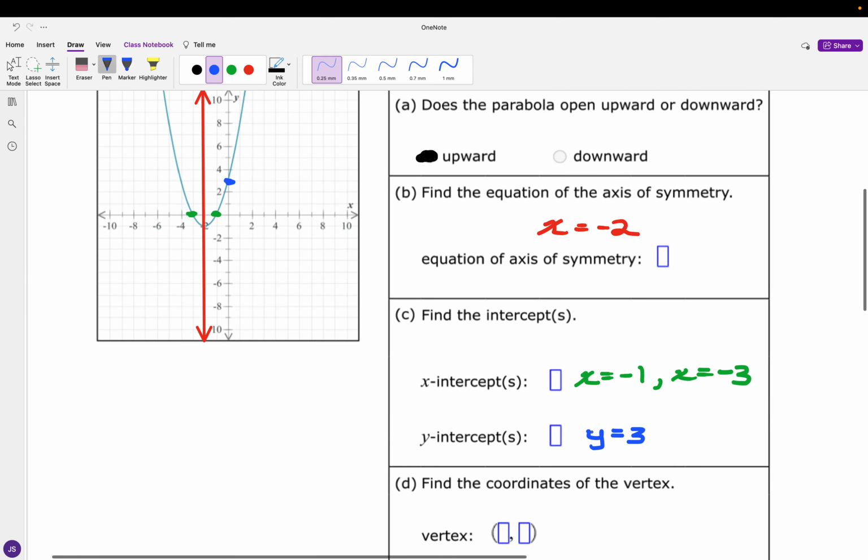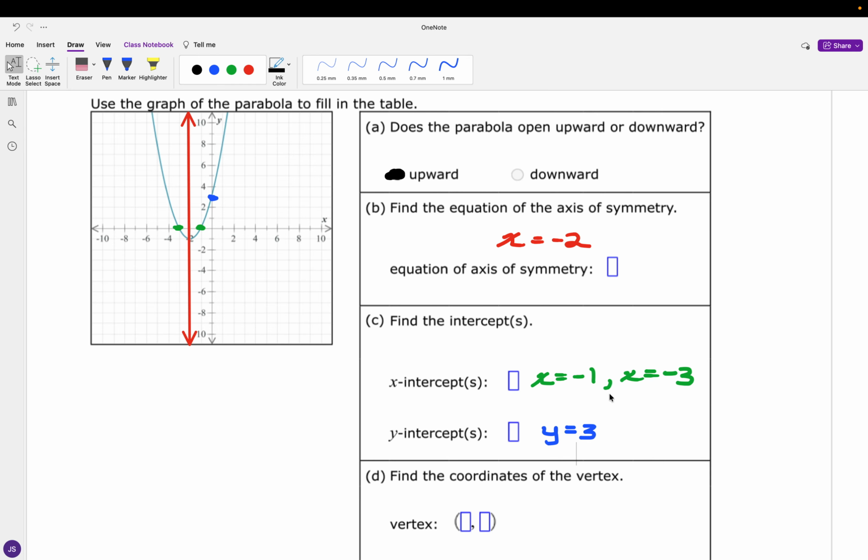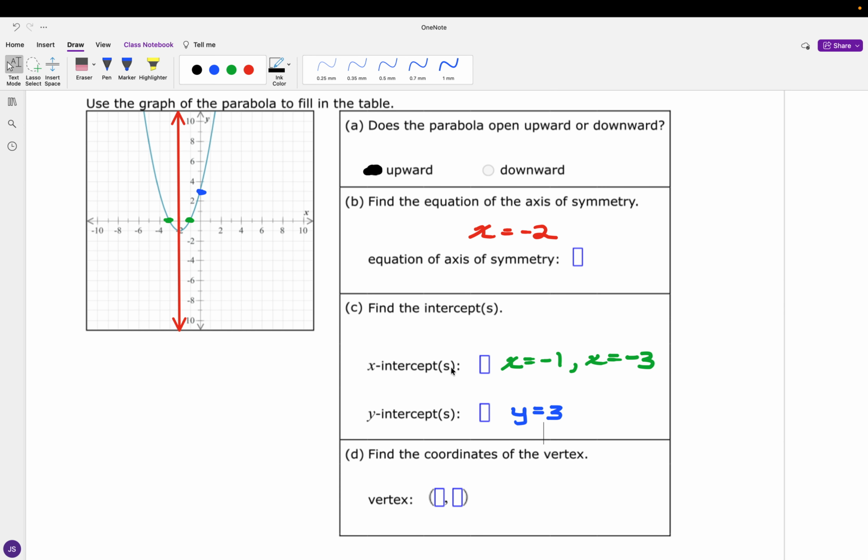And again, for the coordinates, x equals -1 and x equals -3 give the locations (-1, 0) as well as (-3, 0), and for y equal to 3, as an ordered pair, we would have (0, 3). For the coordinates of the vertex, in this case we have the minimum, with x at -2 and y at -1. So for the vertex, we have (-2, -1).